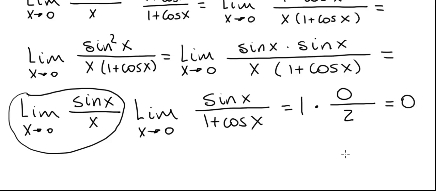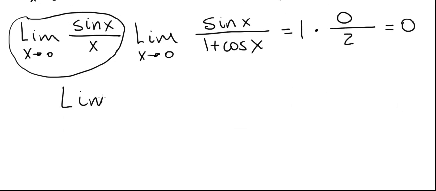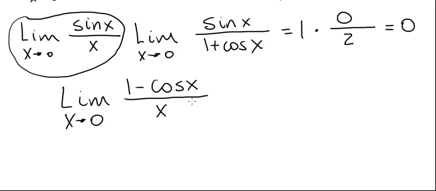Therefore, the limit as x approaches 0 of (1 minus cosine of x) divided by x is equal to 0. This is an important result that will be used later to derive more complicated limits.